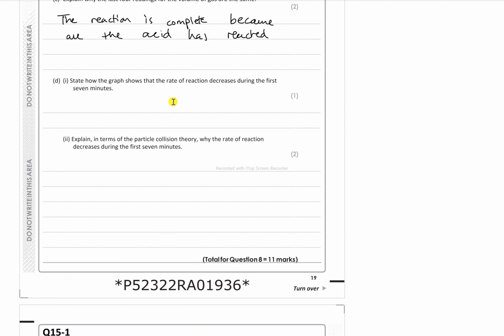Right, let's move on. State how the graph shows that rate of reaction decreases in the first 7 minutes. The gradient of the curve decreases. Gradient of the curve decreases. Explain in terms of particle collision theory. Right, okay.